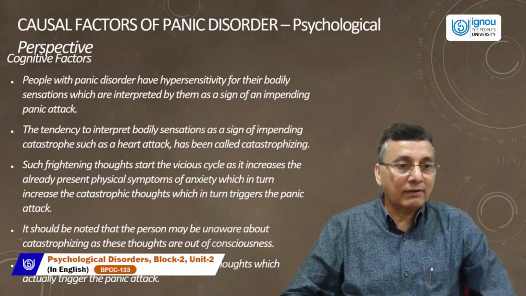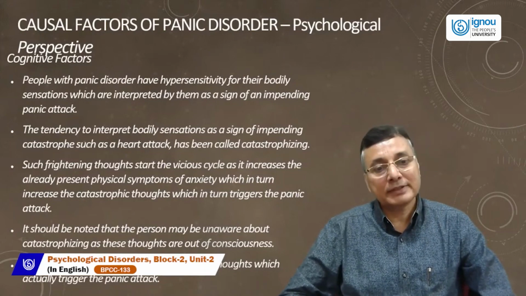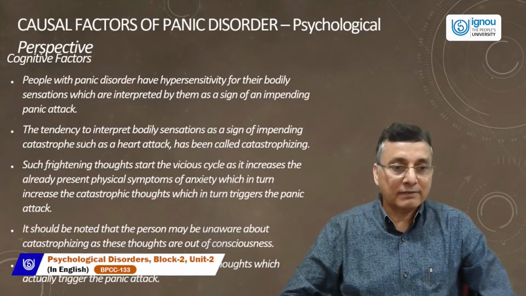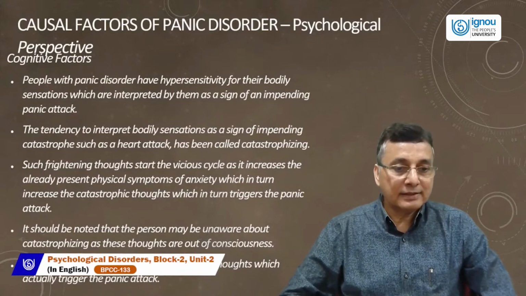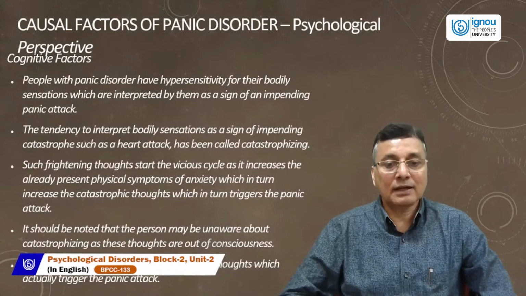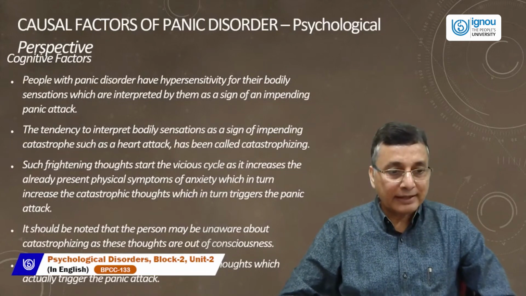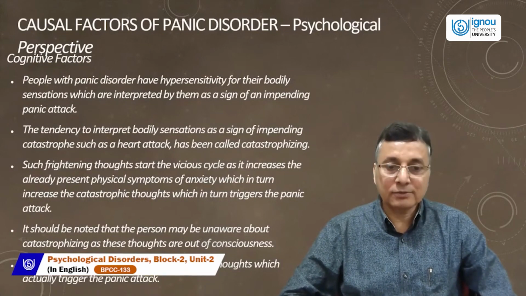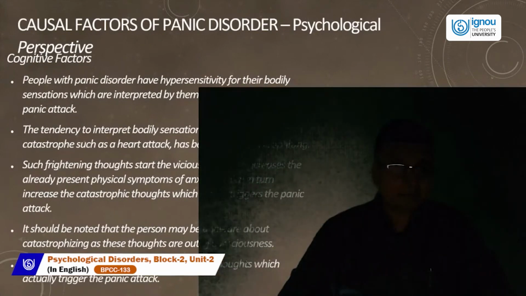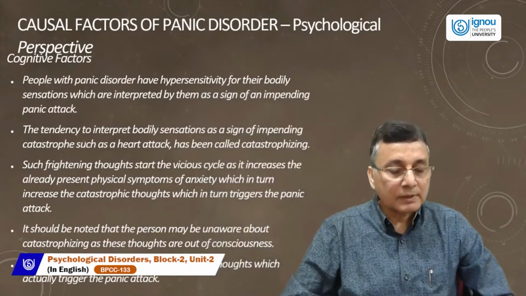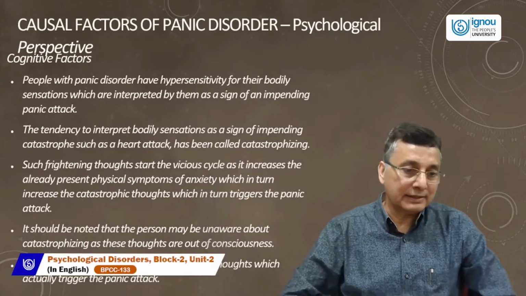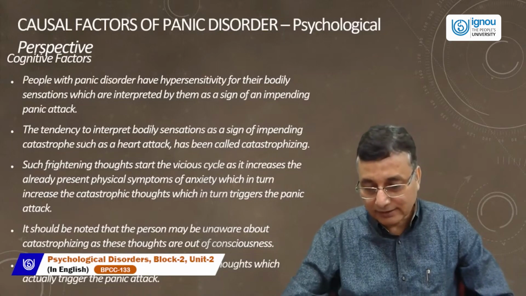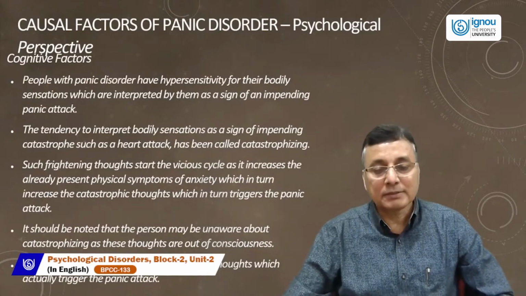Such frightening thoughts start a vicious cycle, as they increase the already present physical symptoms of anxiety, which in turn increase the catastrophic thoughts, which in turn trigger the panic attack. It should be noted that the person may be unaware of catastrophizing, as these thoughts are out of consciousness. Beck has called these thoughts automatic thoughts, which actually trigger the panic attack. So in Beck's model of explaining the panic attack, he finds the reason in these automatic thoughts, of which the person is not aware.